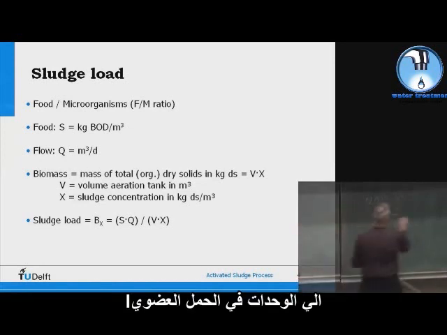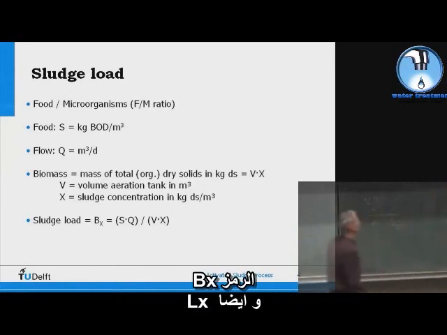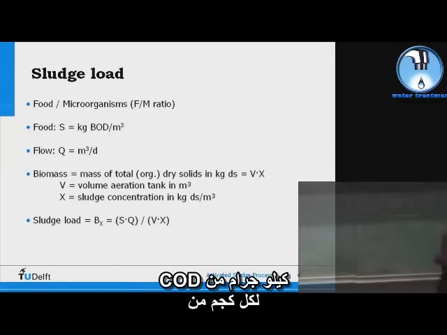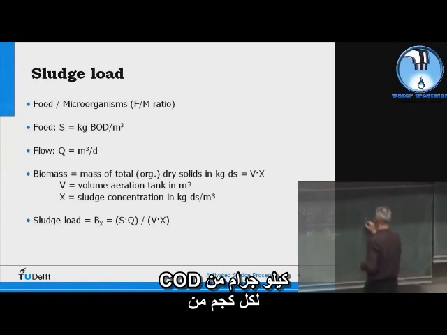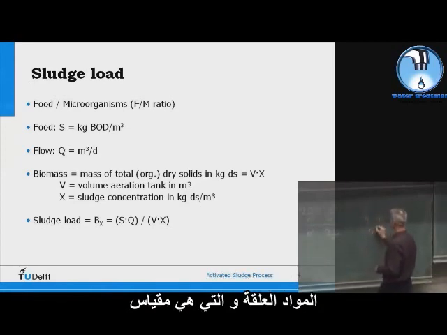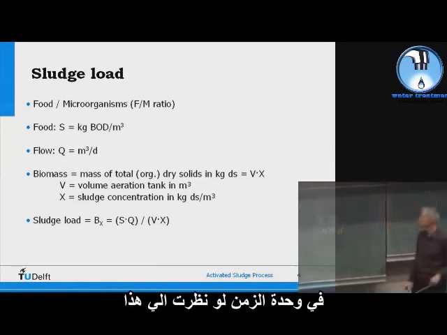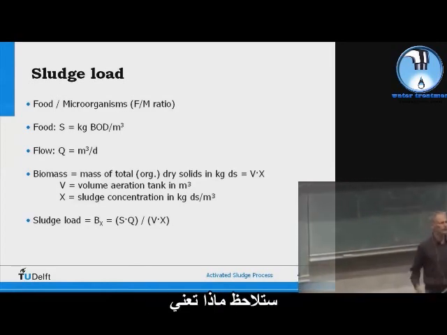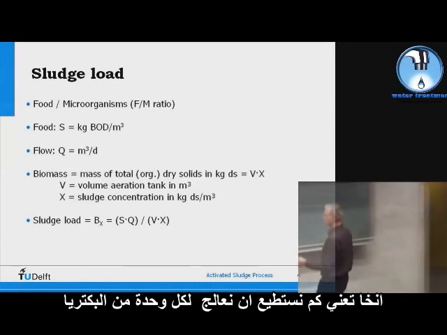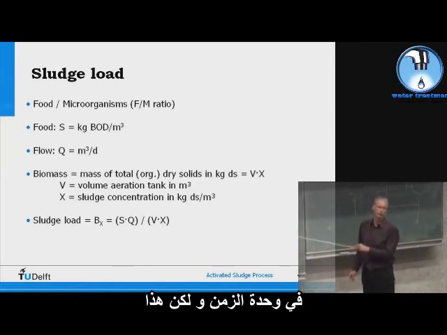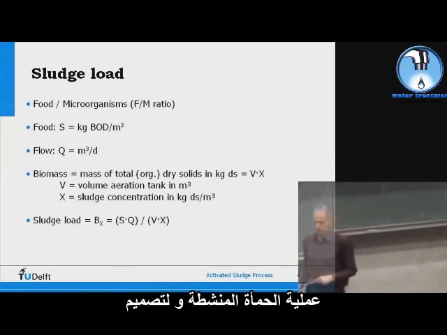Okay, so if you look at the units of the sludge load, the symbol is BX, also LX. There are several ways to express the sludge load. Then we see that this is expressed in kilograms of COD per kilogram of suspended solids, which is a measure of the bacteria concentration per day, per unit of time. So if you look at this, you realize what it means. It says how much we can treat per unit of bacteria per unit of time. Now that's a very important design parameter of the activated sludge process.